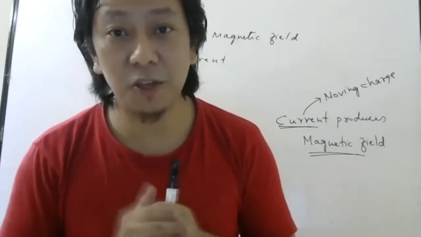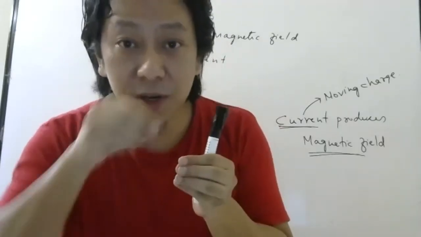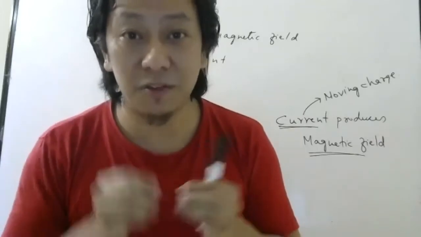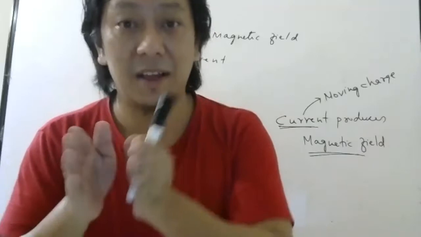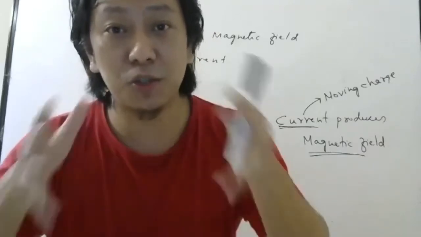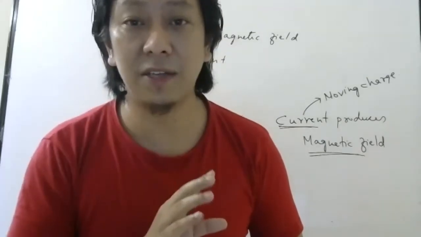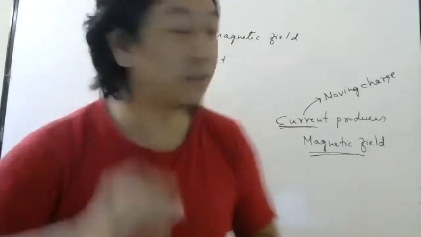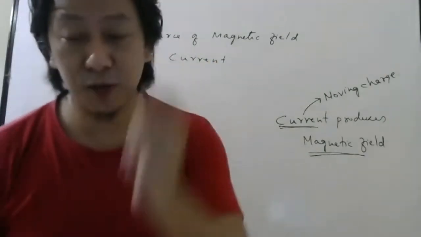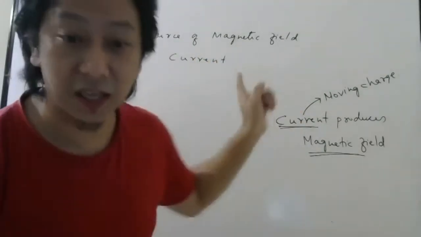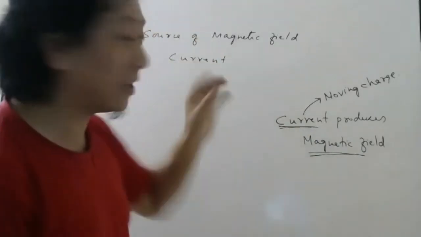But in the next chapter, you will come to know that in the case of magnets, the magnetic fields produced by the electrons of the atoms add. And since they add, they produce a strong magnetic field. Okay. So if somebody asks you, what is the basic source of magnetic field? Then the answer is current. Magnets produce magnetic field because of the currents inside.